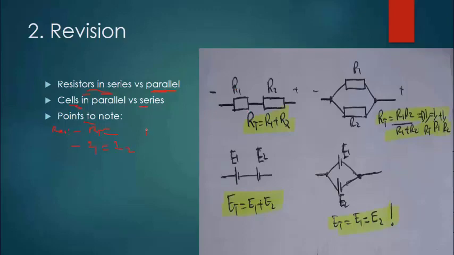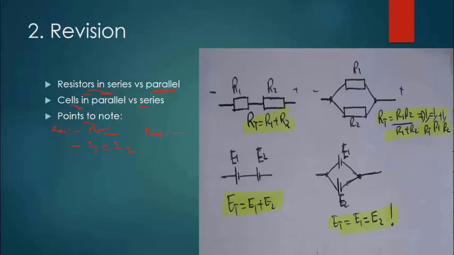For resistors in parallel, the first point to note is the total resistance. This is how you go about it. It's just a revision: you write 1 over the total resistance is equal to 1 over R1 plus 1 over R2. So you add them in the form of reciprocals. It doesn't matter if they are 10, 16, 20, 100.